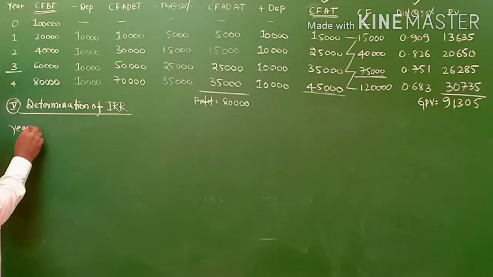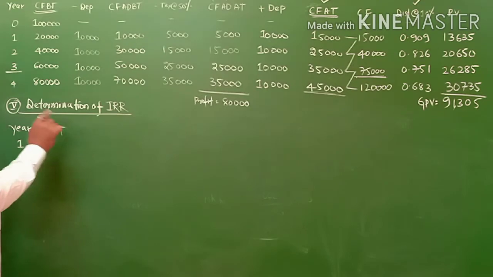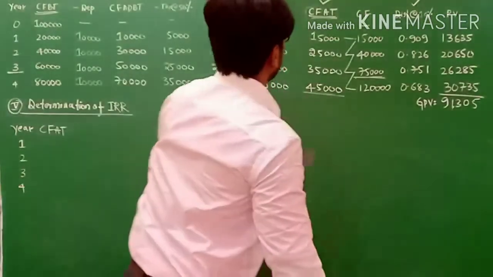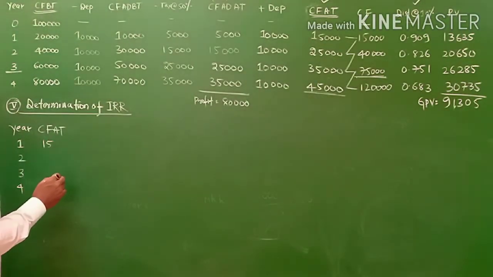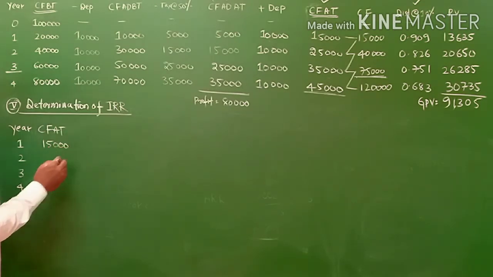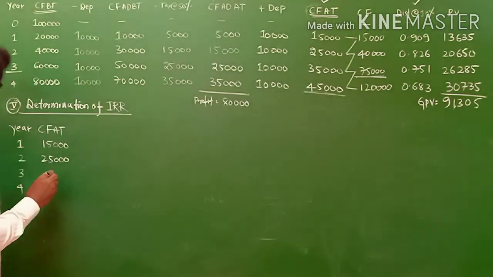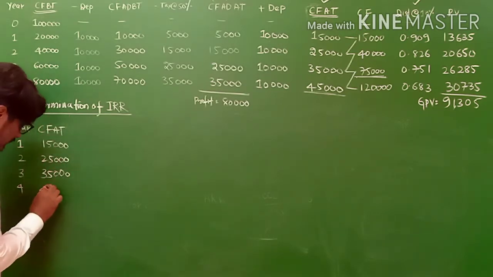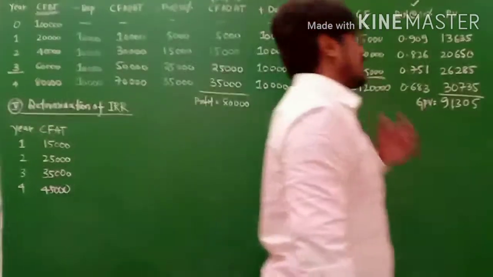Years 1, 2, 3, 4, and CFAT. Always consider CFAT. Don't consider CFBT. The first year it is 15,000, the second one is 25,000, the third one is 35,000, and the fourth one is 45,000. So these are the CFAT, cash flow after tax, my friends.